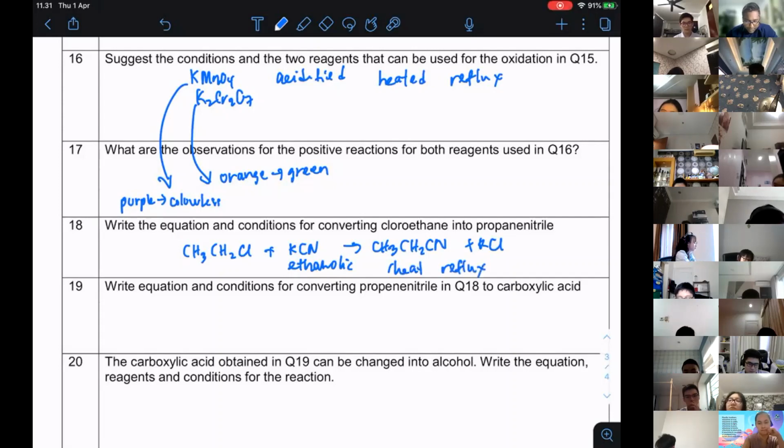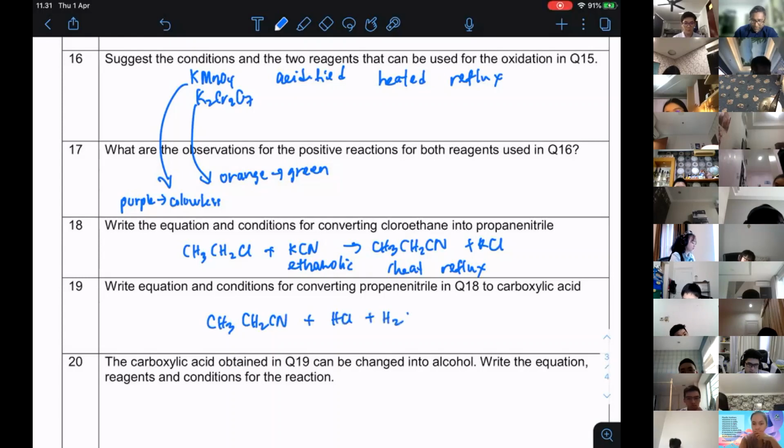Then write the equation and conditions for converting this propane nitrile to carboxylic acid. CH3CH2CN reacts with dilute HCl, so there is H2O over there, and you get CH3CH2COOH plus NH4Cl. Please check.